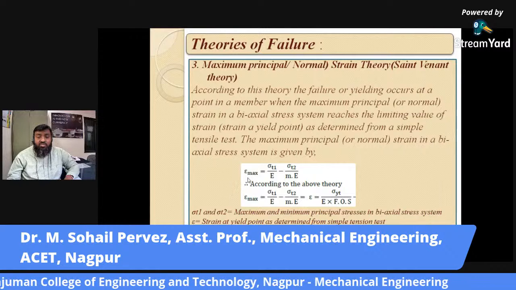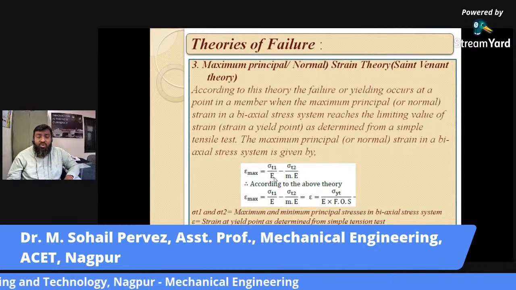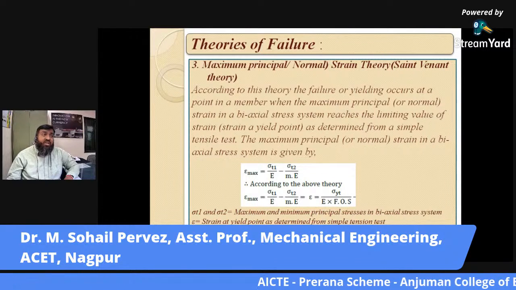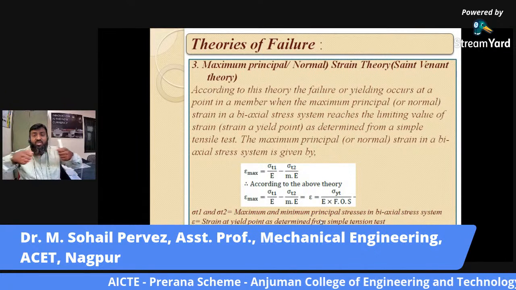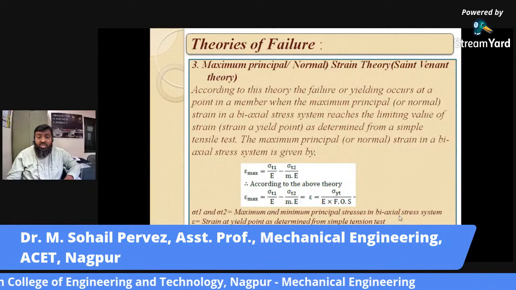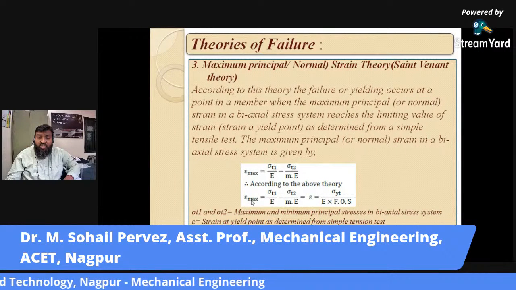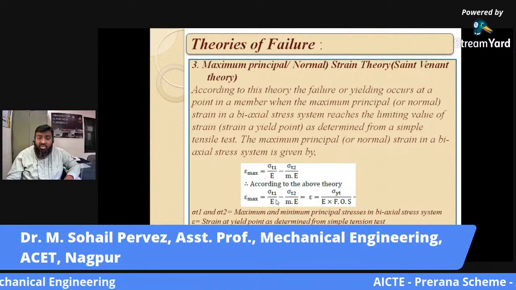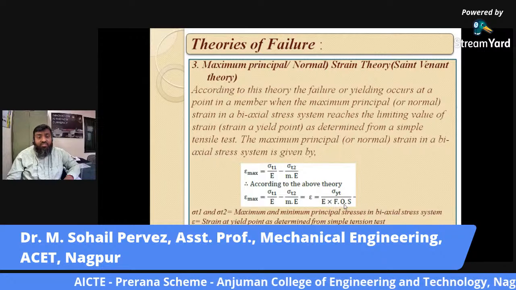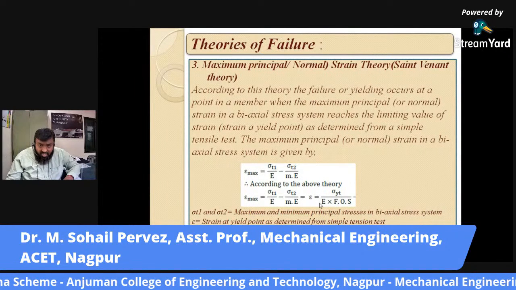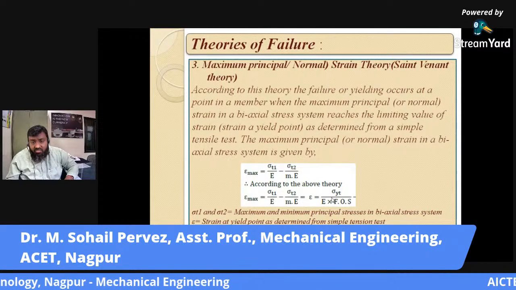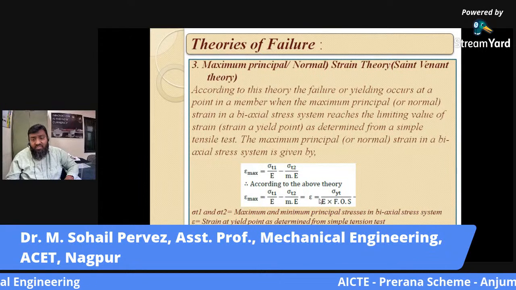Maximum strain at yield point is equal to sigma T1 upon E minus sigma T2 upon m into E, where sigma T1 and T2 are the principal stresses in the biaxial stress system. Generally, sigma T1 is considered along the X direction and sigma T2 along the Y direction. According to this theory, maximum strain at yield point may be written as equal to sigma yt upon E into factor of safety. This is the final equation, which can be used for both ductile and brittle, but not for any specific material.